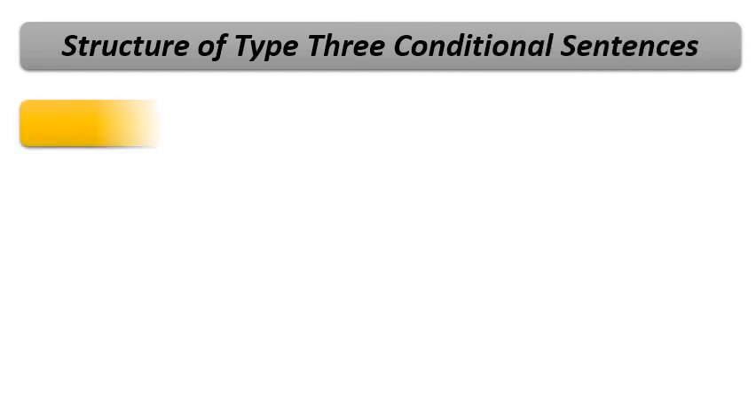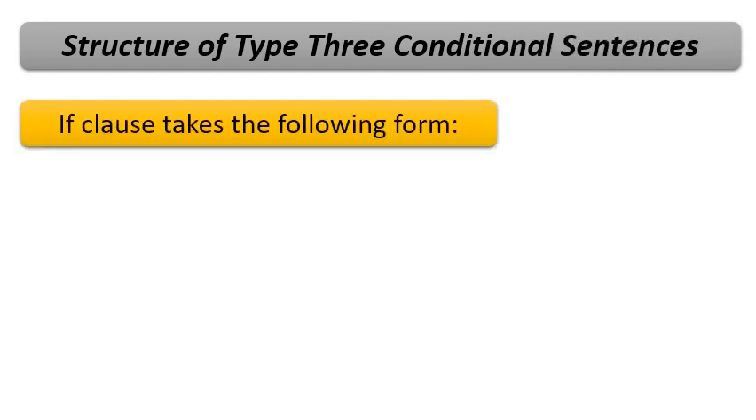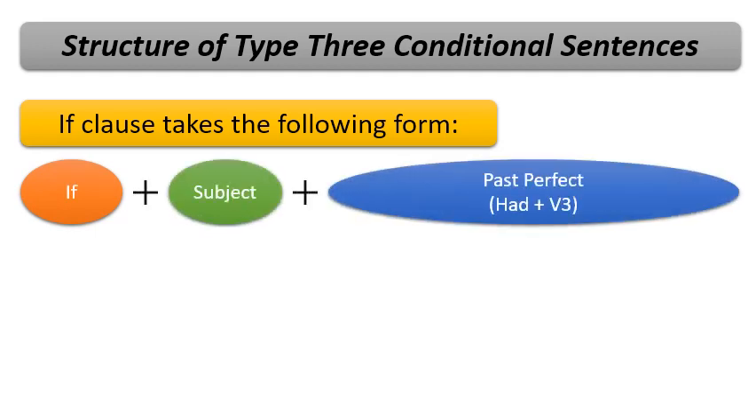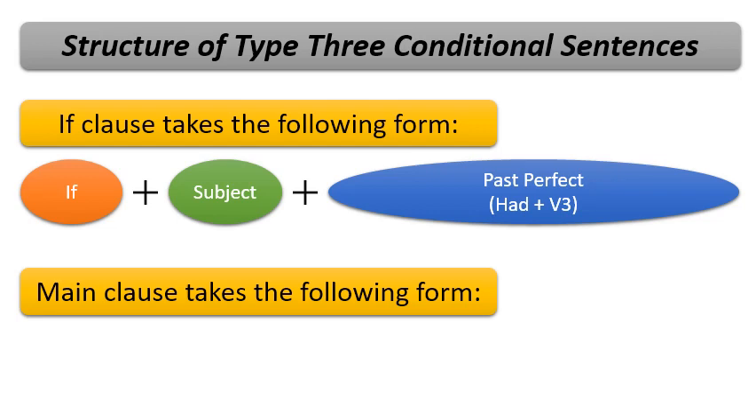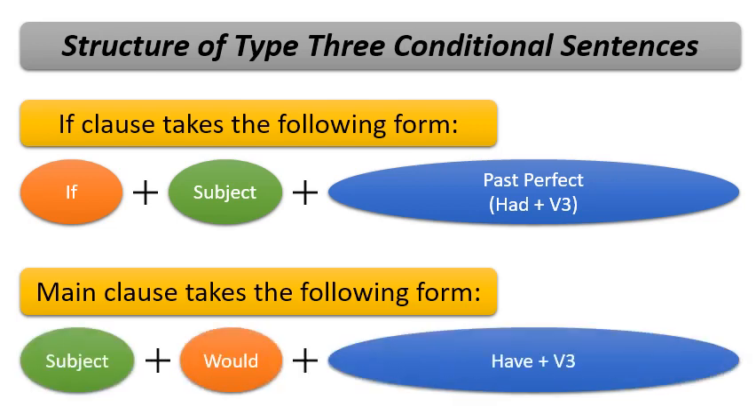Let's see the structure of type 3 conditional sentences. If clause takes the following form: if plus subject plus past perfect tense. The identification of past perfect tense is had plus third form of the verb. Main clause takes the following form: subject plus would plus have plus third form of the verb. For example, if you had worked hard, you would have got a first class. So this was the structure of type 3 conditional sentences.